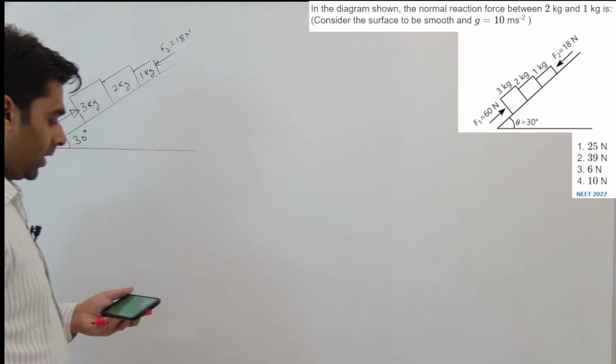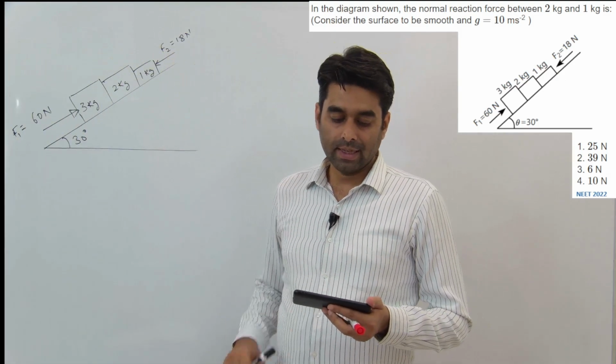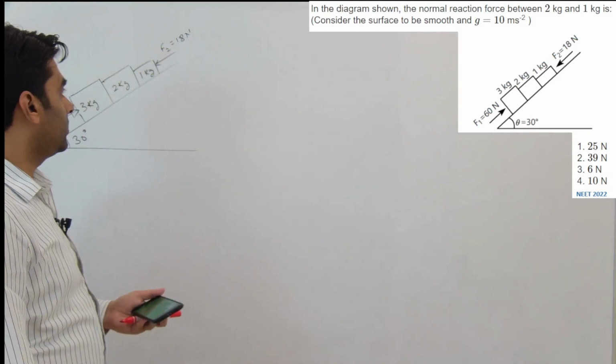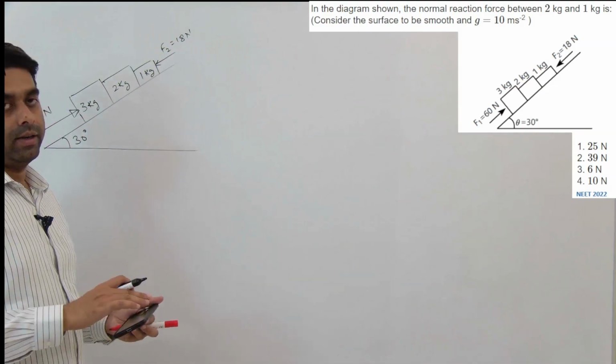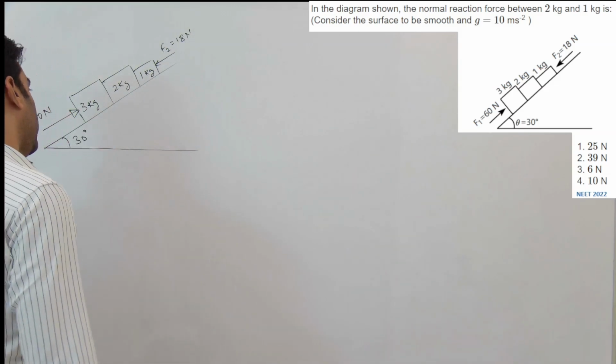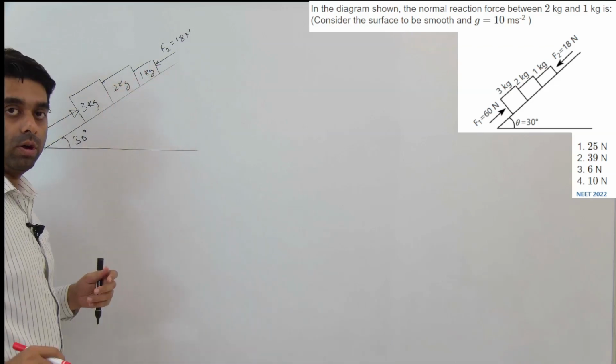Okay. Our next question, which is NEET question 22, says, in the diagram shown, the normal force acting between 2 kg and 1 kg is, right? This is what is given to us. I have drawn the figure. It is there for you people also. Now, they are asking us the normal force between them.